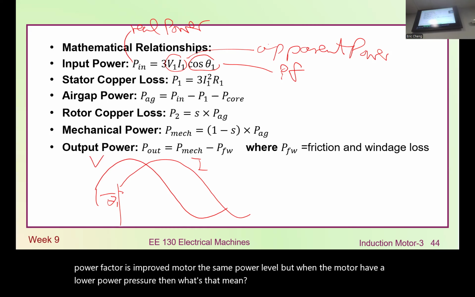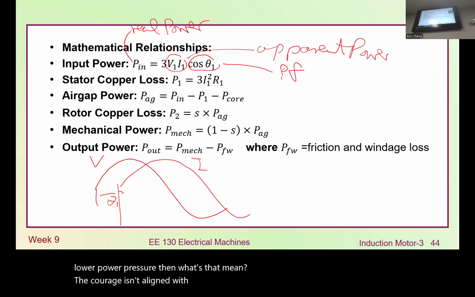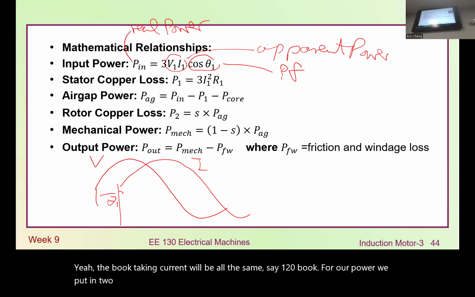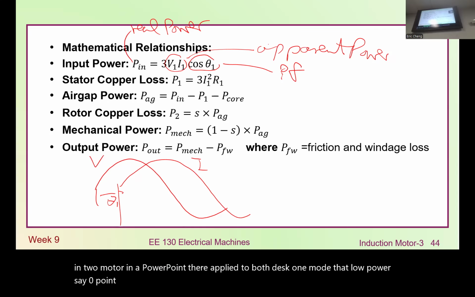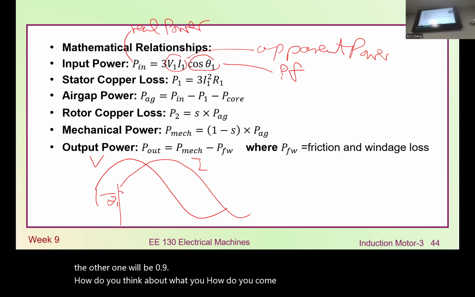The current is in line with the voltage. The voltage will be all the same, say 120 volts for our power line. We plug in two motors in a power point and apply the same voltage to both. One motor has a low power factor, say 0.5. The other one will be 0.9. How do you comment on the two motors in terms of the power factor?